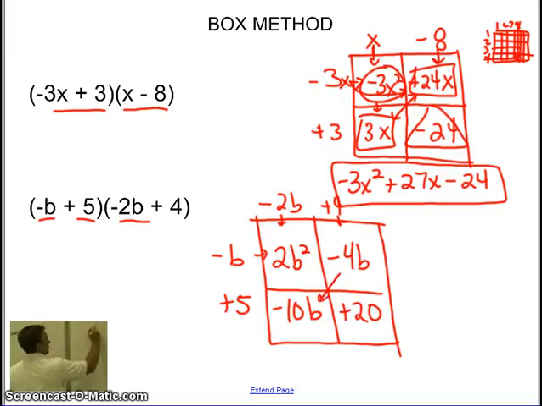Combine the like terms and bring everything down. So I'm left with 2b squared. And then combine my b values. Negative 4 and negative 10 is negative 14b. And then I have 20 at the end.